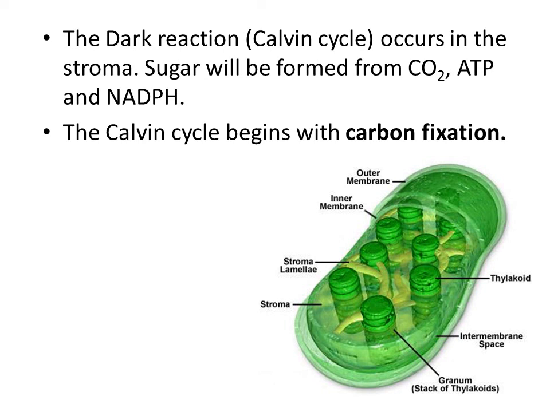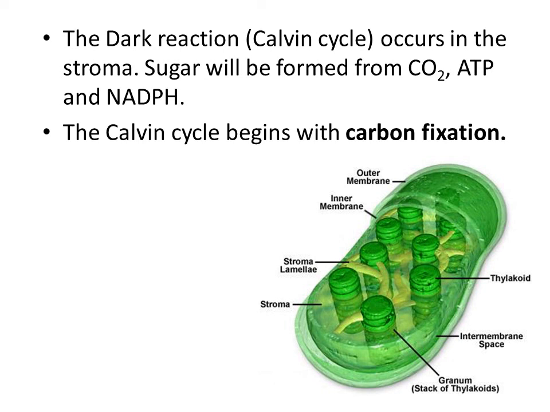The second part of photosynthesis is called the dark reaction. Another name for dark reaction is the Calvin cycle. This occurs in the stroma. Sugar will be formed from carbon dioxide, ATP, and NADPH.